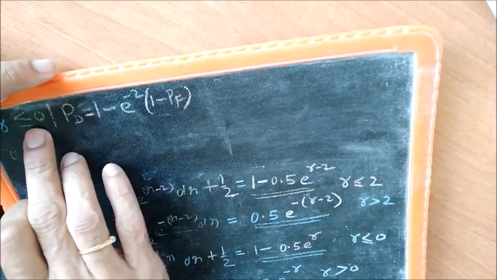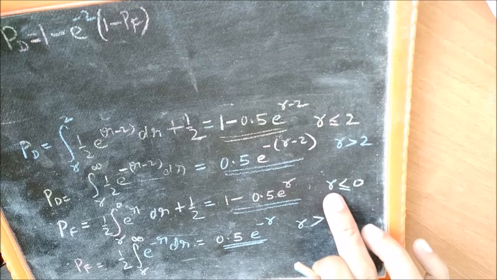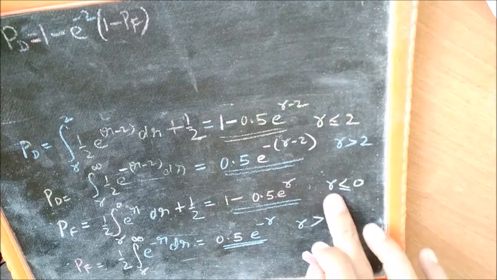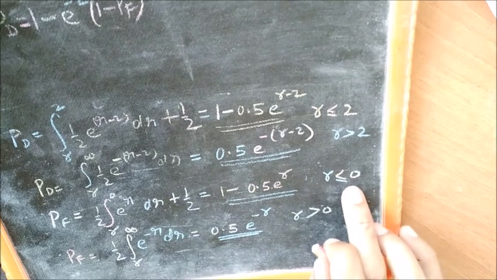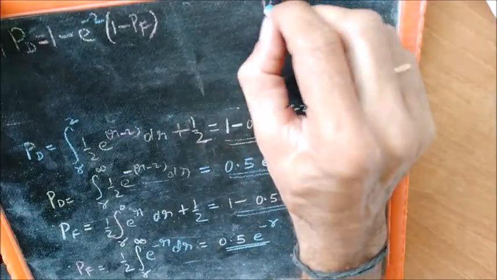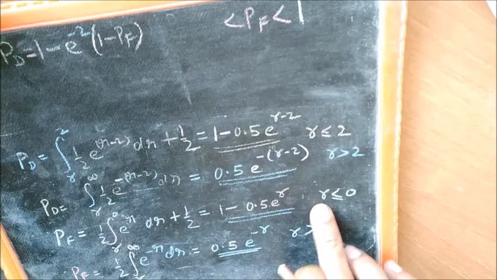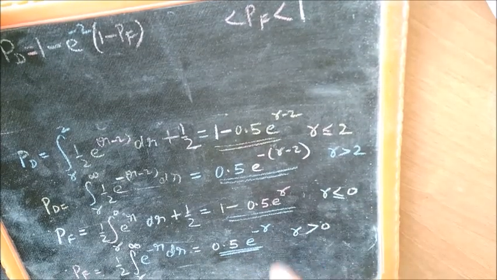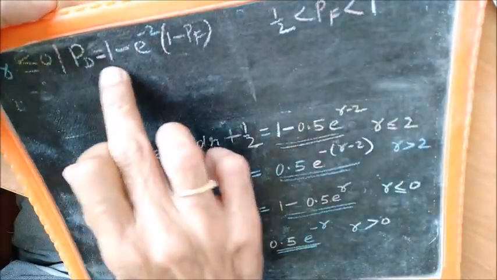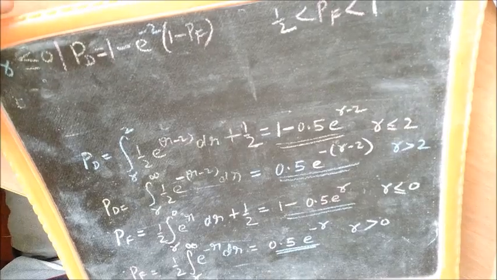And for gamma less than or equal to 0, the expression for PF is this, which says that gamma less than or equal to 0 means gamma can range from minus infinity to 0. When gamma is minus infinity, PF is 1. When gamma is 0, PF is half. So for PF from 1 by 2 to 1, the probability of detection is 1 minus e power minus 2, 1 minus PF. This is our first expression.